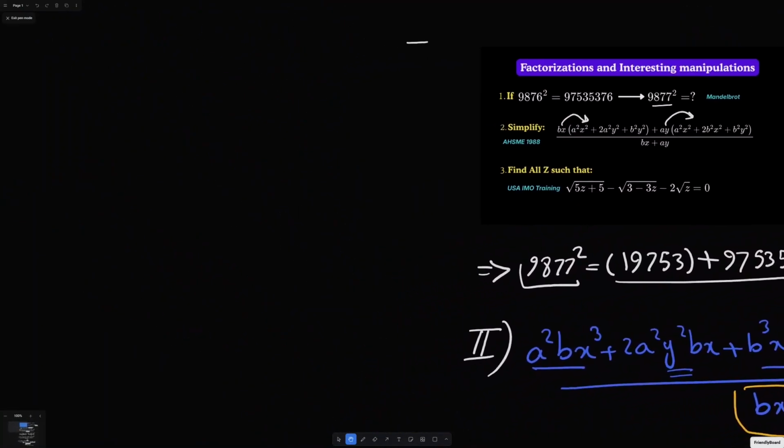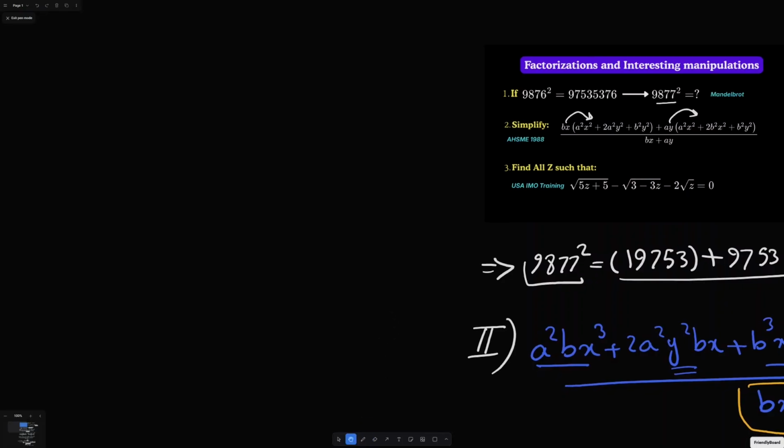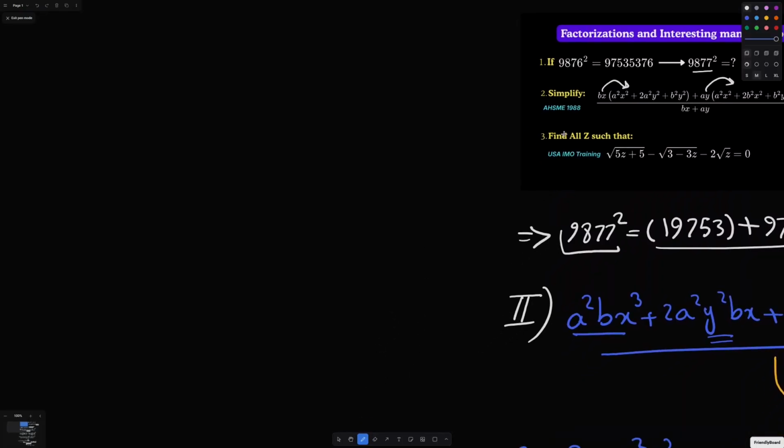Now let's take a look at the last problem. This problem is the one that I added as a short video, and I'm going to solve it right now. So the problem is, find all z such that this term makes sense. Okay, this is from a USA International Math Olympiad training, so it's not actually difficult. Let's just write it. We have the square root of 5z plus 5 minus the square root of 3 minus 3z equals 2 square root of z.